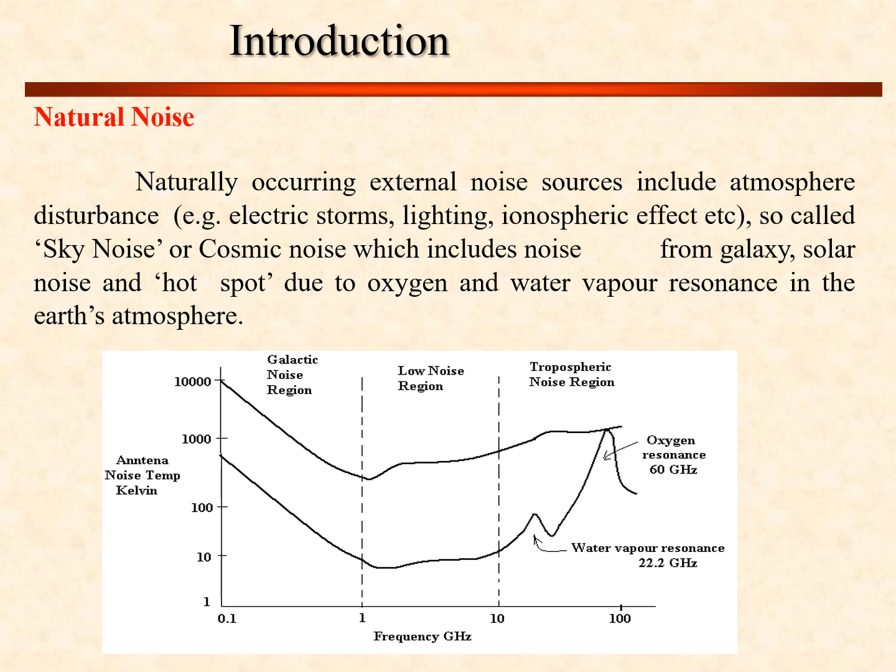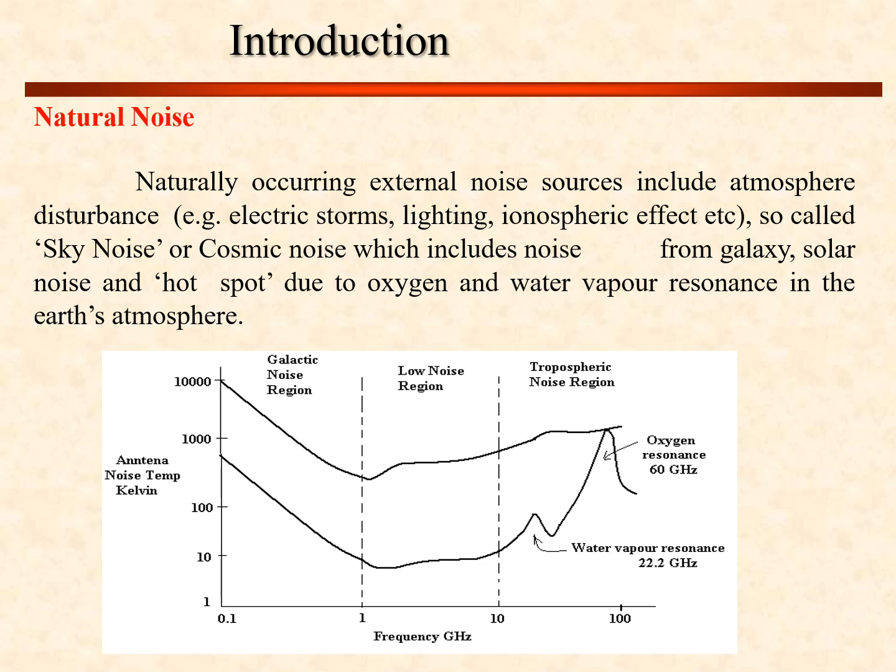Then the introduction, natural noise. Natural noise occurs from external noise sources, which include atmospheric disturbance, electronic storms, lightning, ionospheric effect, etc. It is called sky noise, or cosmic noise, which includes the noise from galaxy, solar noise, and hotspot due to oxygen and water vapor resonance in the Earth's atmosphere. The diagram shows frequency versus noise temperature in terms of Kelvin.